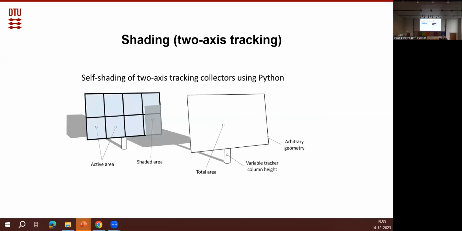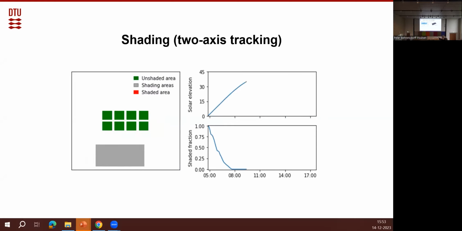Shading is another thing we're quite involved with. Here we see a 2-axis tracker. And just to note, I'm not trying to sell these. I personally don't really like 2-axis trackers, but this is from a previous CSP project where we developed an algorithm that can calculate shading for all kinds of shapes. And here's a little illustration of how shading happens throughout a 2-axis tracking collector field.